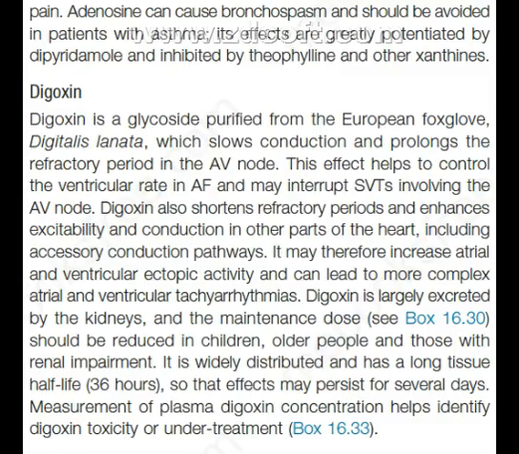Now, digoxin. Digoxin is a glycoside purified from the European foxglove, Digitalis lanata, which slows conduction and prolongs the refractory period in the AV node. This effect helps to control the ventricular rate in atrial fibrillation and may interrupt SVTs involving the AV node.